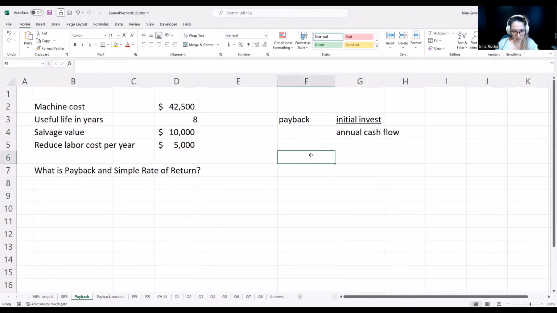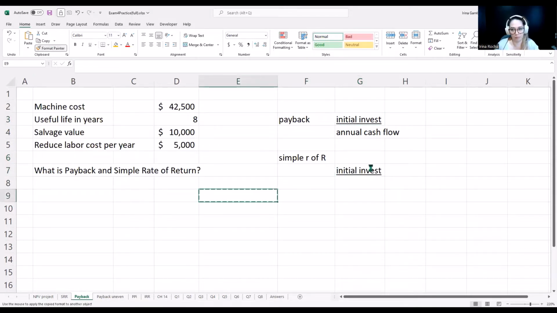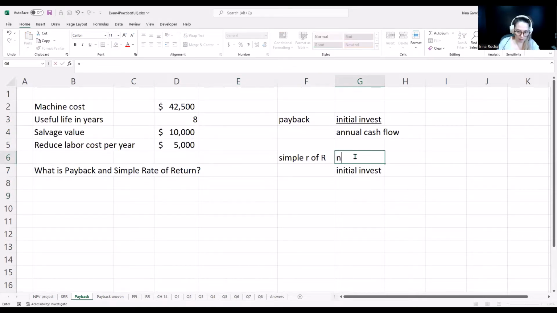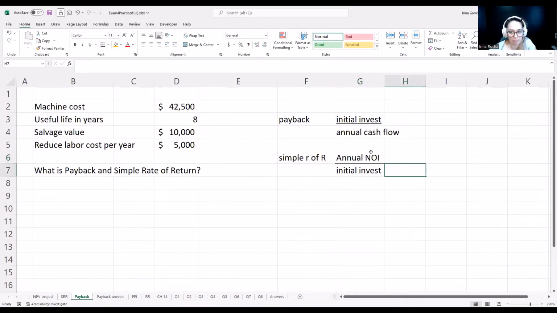And the simple rate of return is equal to, take our initial investment, but in this area right there. And then we are going to divide annual net operating income, and we divide that by the initial investment. So we have all of the information. I think we do. Let's see.